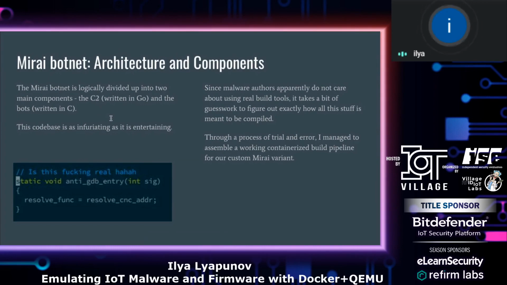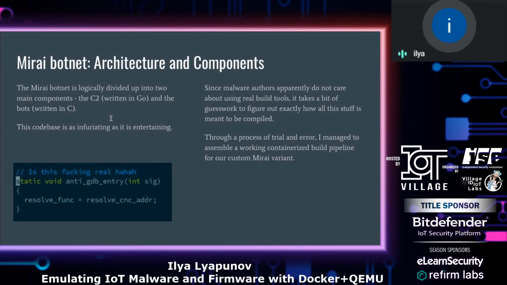Anyway, this code base is pretty insane. It has all kinds of silly stuff like this anti-GDB entry function that really seems to do absolutely nothing. There are so many gems of madness in this code base that it's been a lot of fun and jokes working on it. It also takes quite a bit of guesswork to figure out exactly how it was meant to be compiled and put together. And if you go and look on any of these hack forum threads, it is mostly people asking how to use GCC effectively.